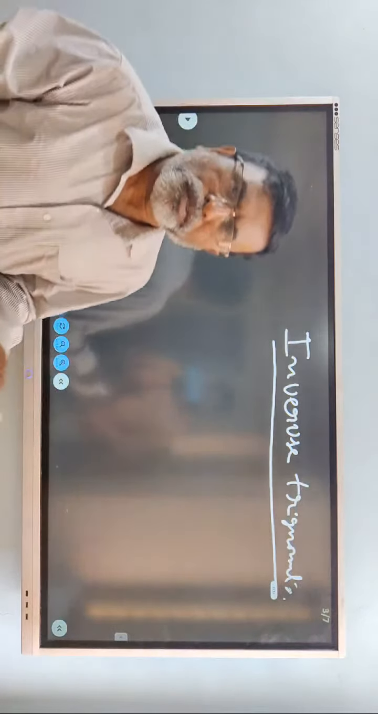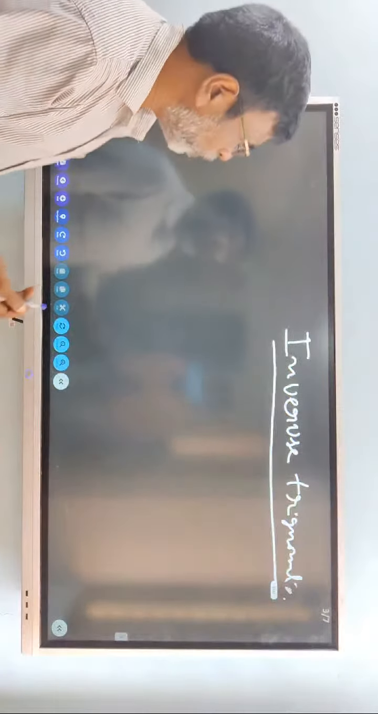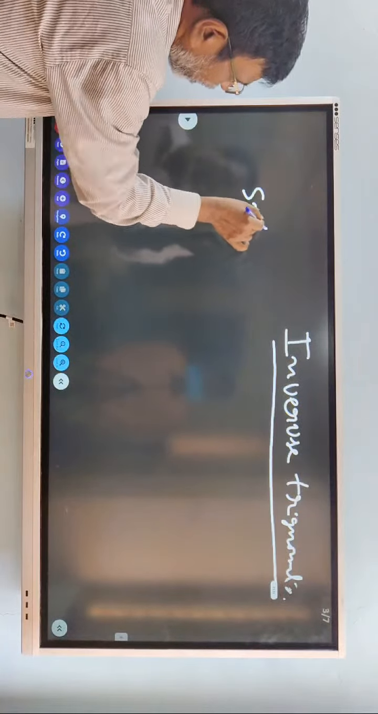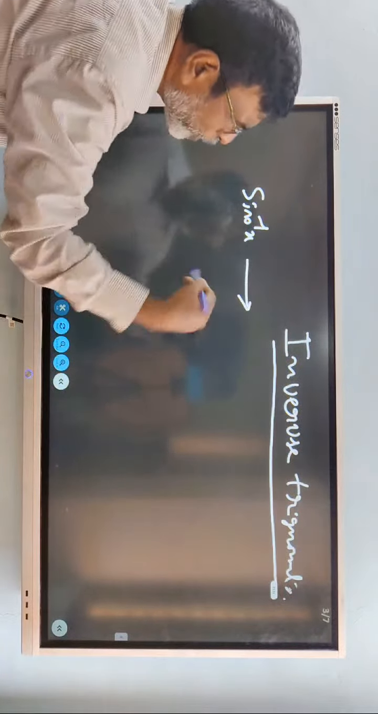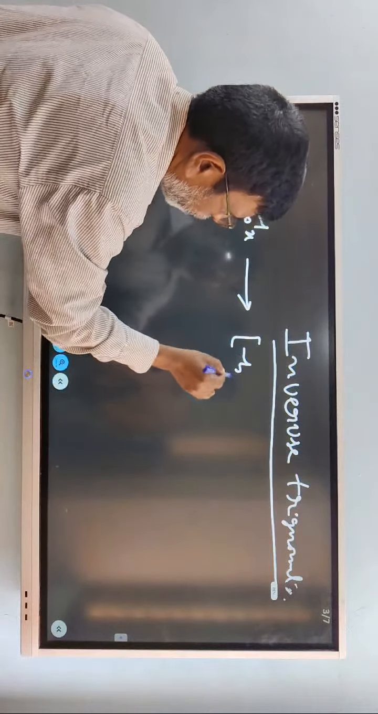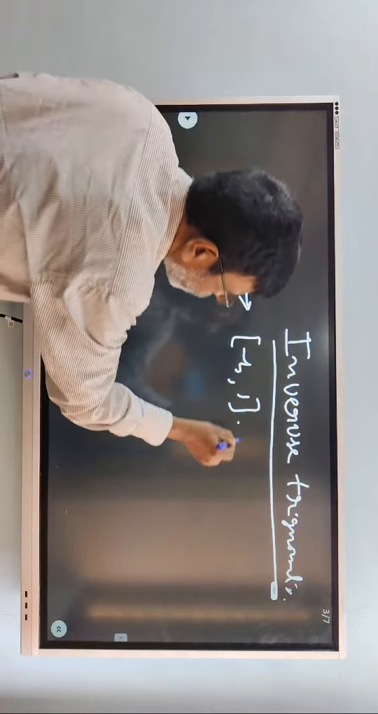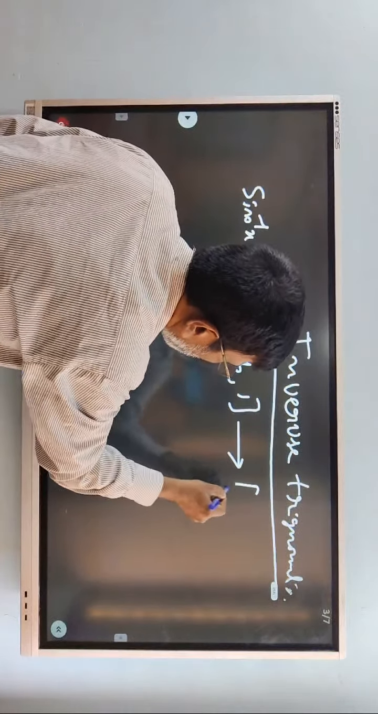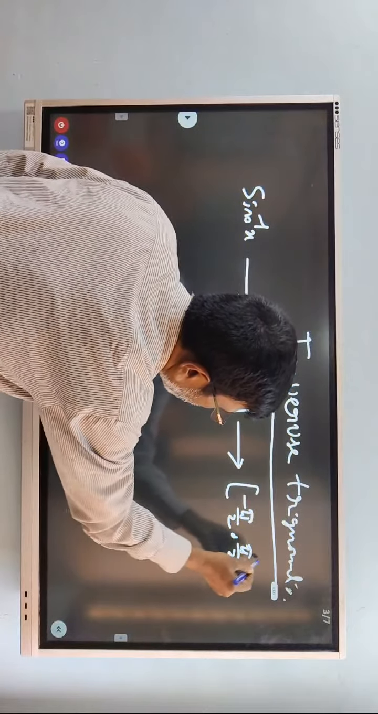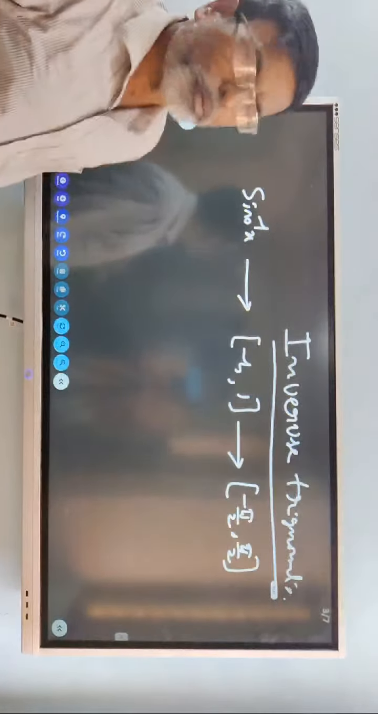Let me explain some of the concepts and the formulas for this. So now let me explain one by one. So listen. Suppose sine inverse x is there. What is the domain? Domain is nothing but minus 1 to 1. So range is nothing but minus pi by 2 to plus pi by 2. That is very important.